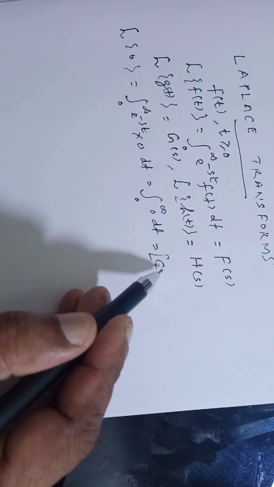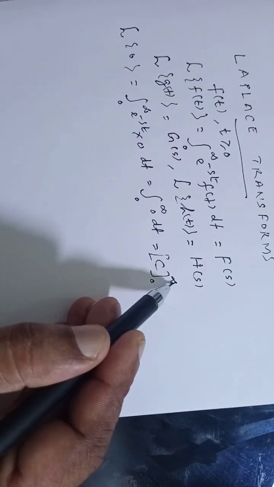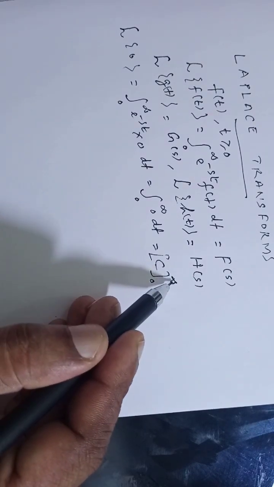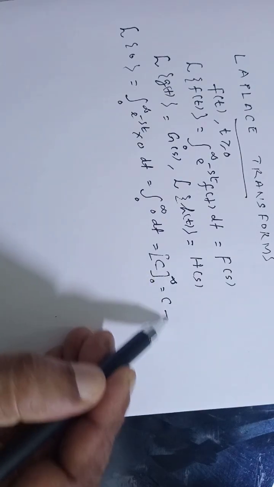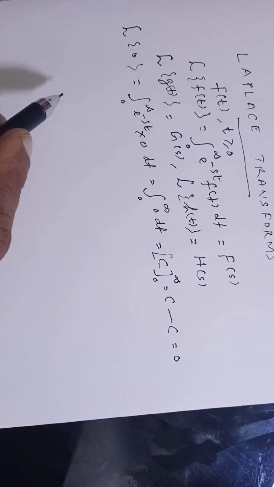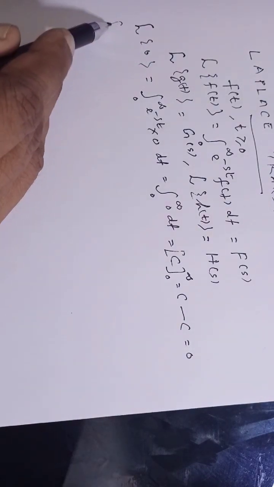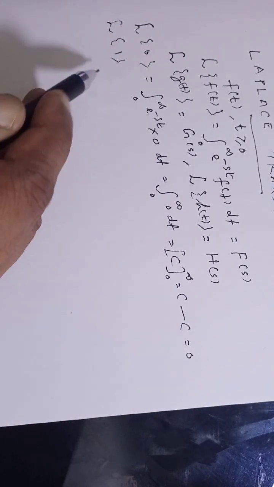But giving two limits, upper limit infinity and lower limit 0, first the upper limit infinity gives c, minus the lower limit 0, again c, that is 0. That is, the Laplace transform of 0 is 0. So this is a standard result. Likewise, what is the Laplace transform of 1?